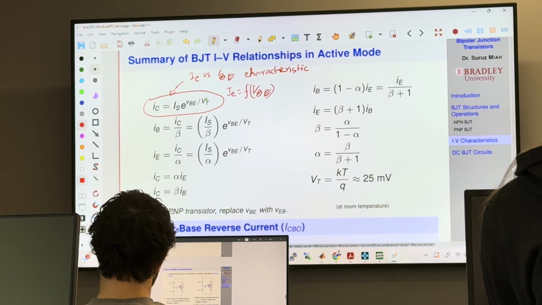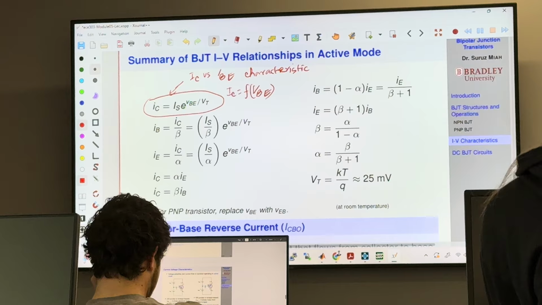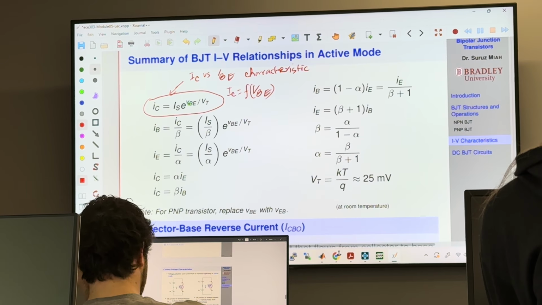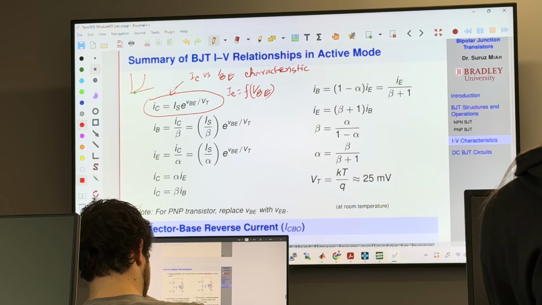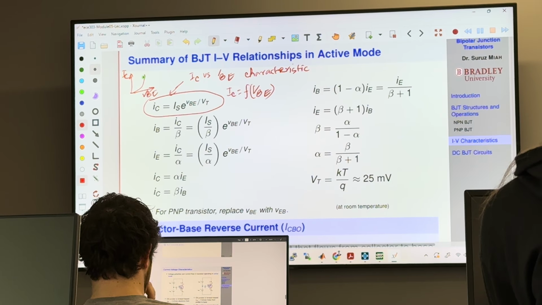IS is constant and VT is constant, and it depends on VBE. It's an exponential curve, right? So you should expect a curve like this. If this is IC and this is VBE, you should expect a curve like this.